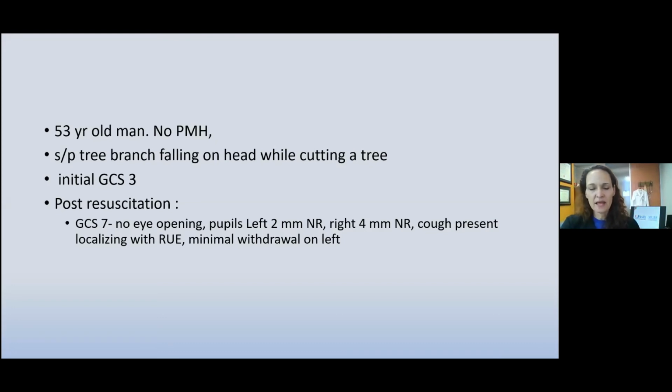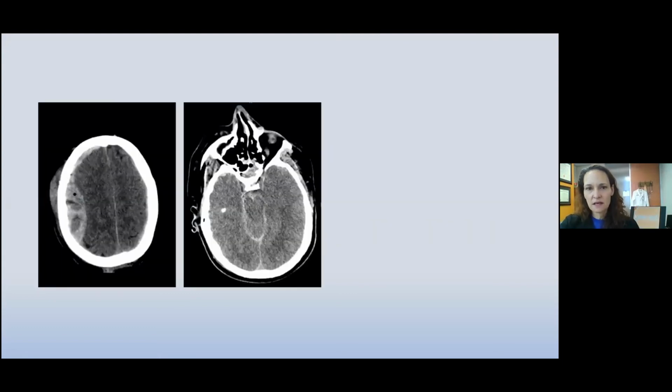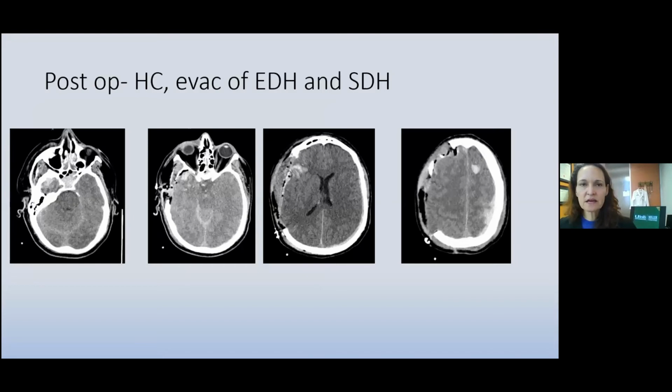And then he has a scan that kind of looks like this. He's got a subdural and an epidural and subarachnoid, traumatic subarachnoid. He's got some tight cisterns, you can see. And he gets a hemicraniectomy. His hematomas are evacuated. He's got a little bit of contusions that blossom bilaterally. But you know, this is the scan.